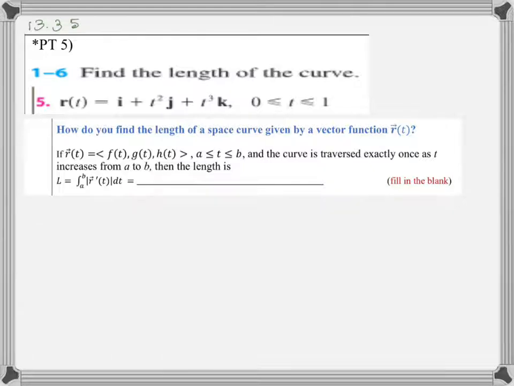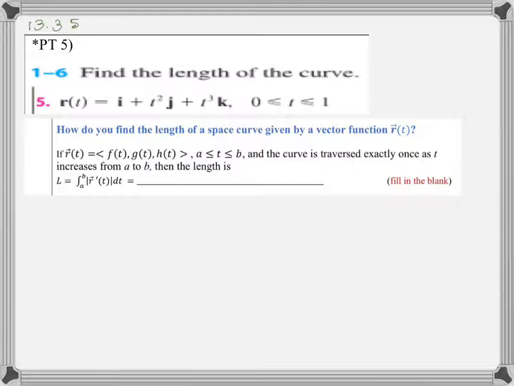So here, the length of the curve formula is required. How do you find the length of the space curve given by a vector function r of t? If r of t is f of t, g of t, h of t in the component form, where f of t, g of t, h of t are real valued functions and t lies from a through b, and the curve is traversed exactly once as t increases from a to b, then the length is given by L equal to integral a to b absolute r prime of t dt.